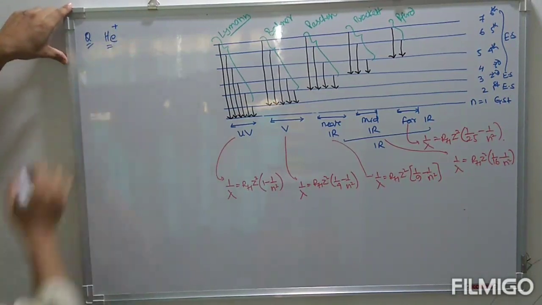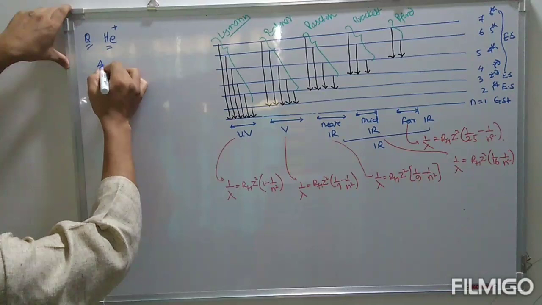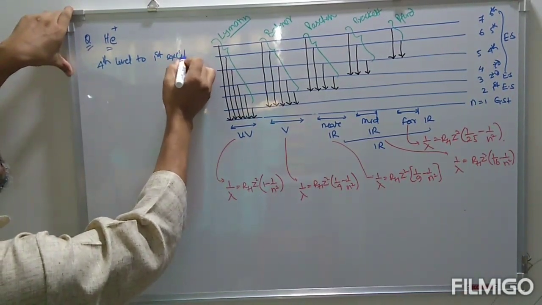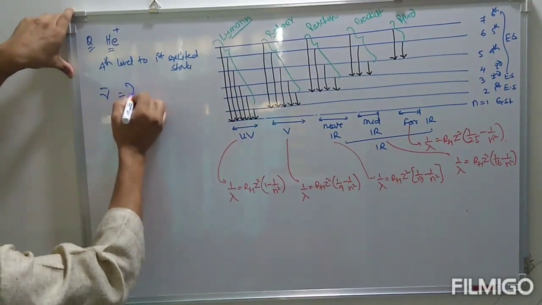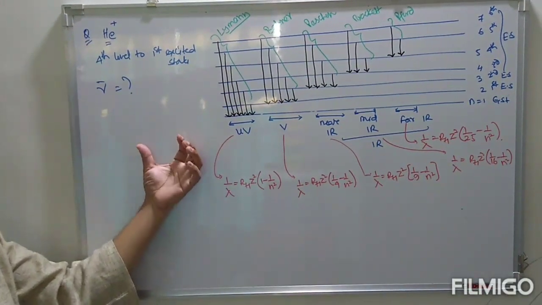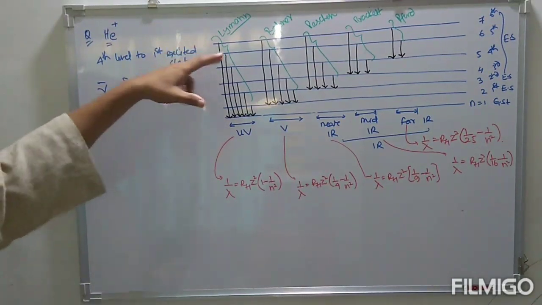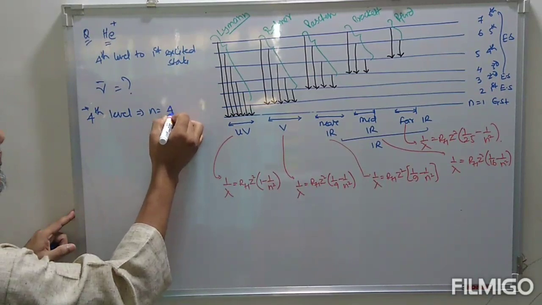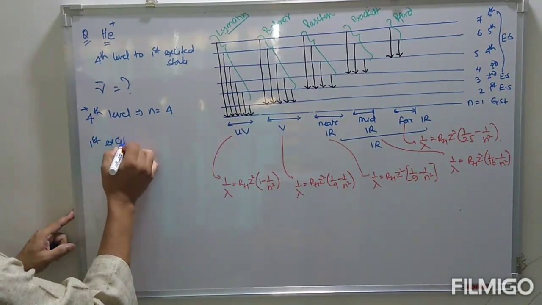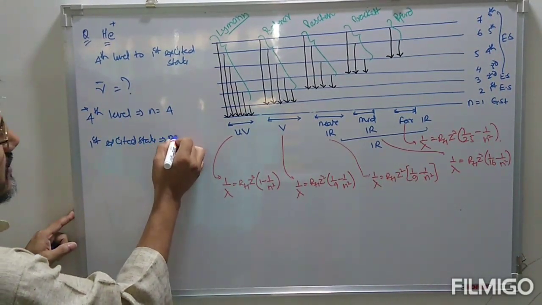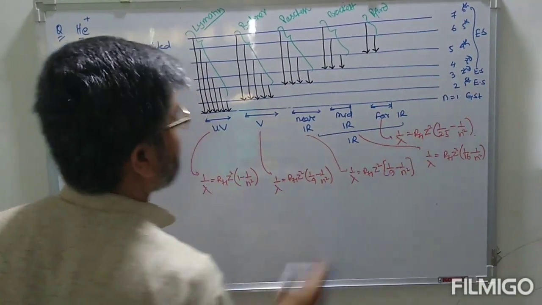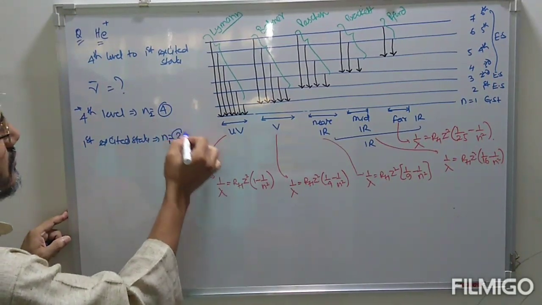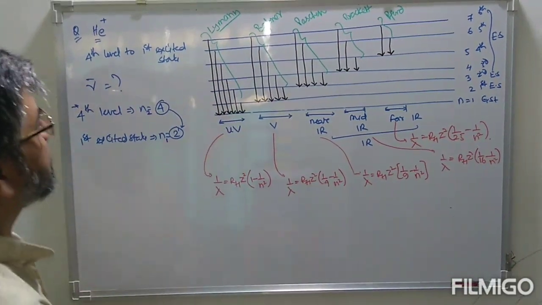For He plus, an electron is coming from the fourth level to the first excited state. Calculate the wave number. So we have He plus, with the electron coming from the fourth level to the first excited state. Fourth level means n equals 4. First excited state means n equals 2. This is the ground state, this is the first excited state. So this is the value of n1, this is the value of n2. The electron is coming from 4 to 2, so this lies in the Balmer series.